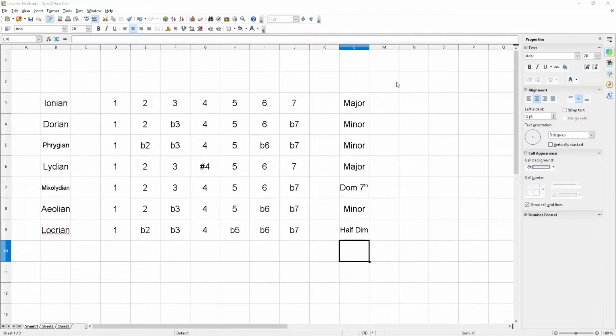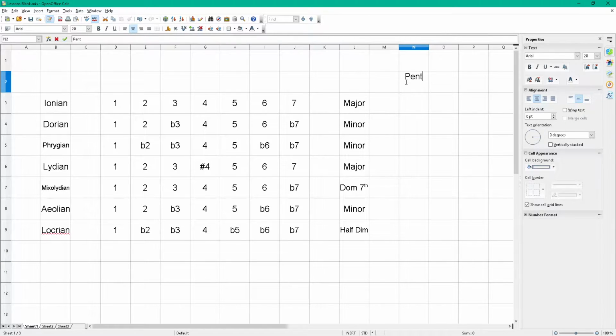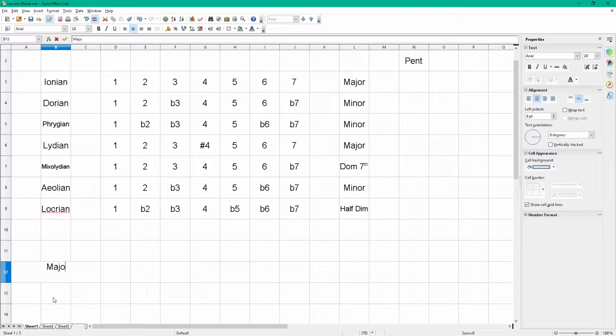So, if we look at it from the point of view of pentatonics that we can use, if you remember, a major pentatonic is 1, 2, 3, 5, and 6. As such, if you look here, 1, 2, 3, 5, 6, I can apply it to Ionian. So let's write here major pentatonic. So I can apply it to chord number 1.